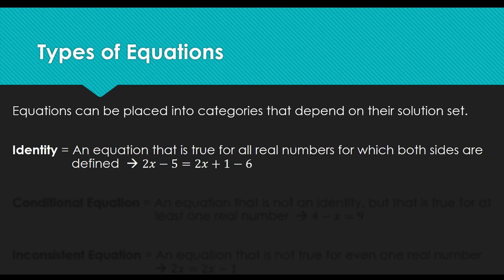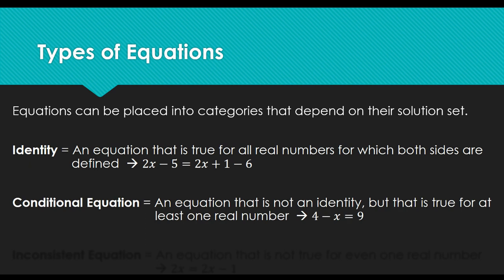An identity is an equation that is true for all real numbers for which both sides are defined. So notice that my equation, 2x minus 5 equals 2x plus 1 minus 6. If I was to combine like terms on the right-hand side, I would get that 2x minus 5 equals 2x minus 5. So because the left side is exactly like the right side, it doesn't matter what number I substitute in for x, the left side and the right side will always be the same. So that makes it an identity.